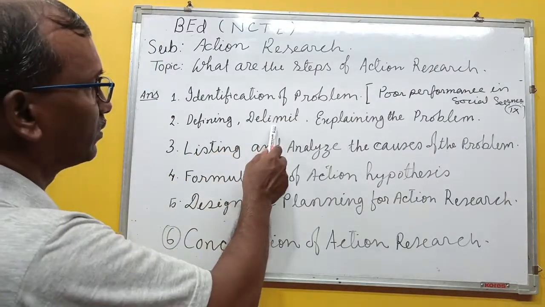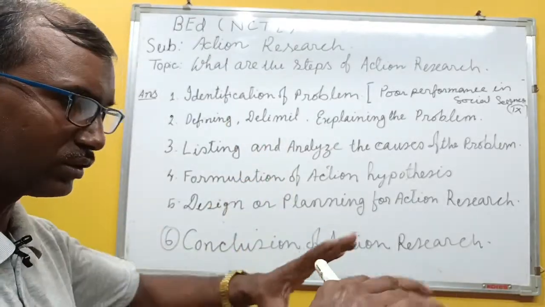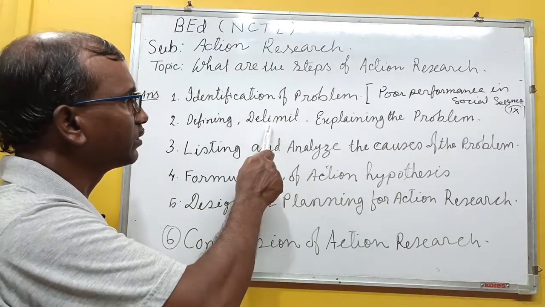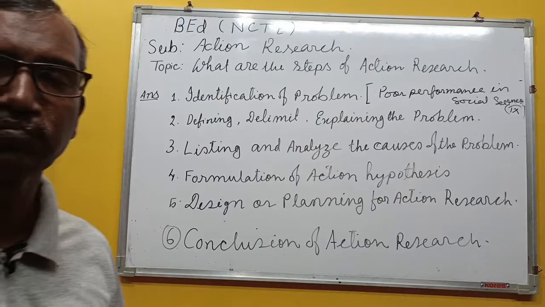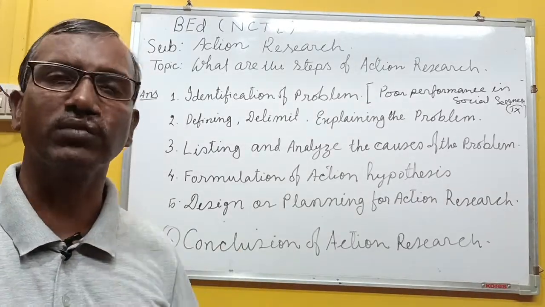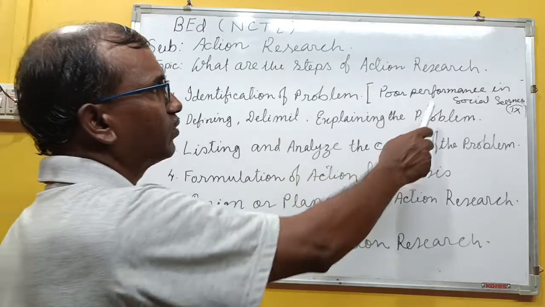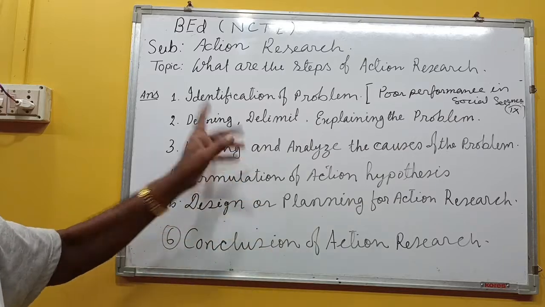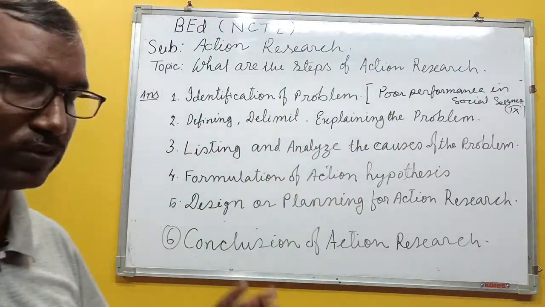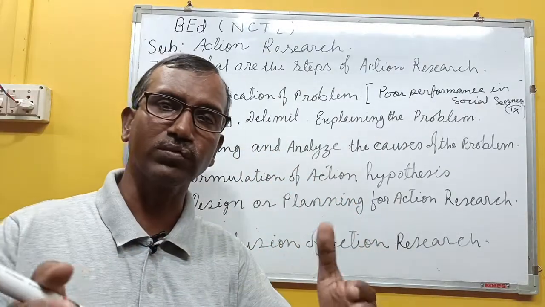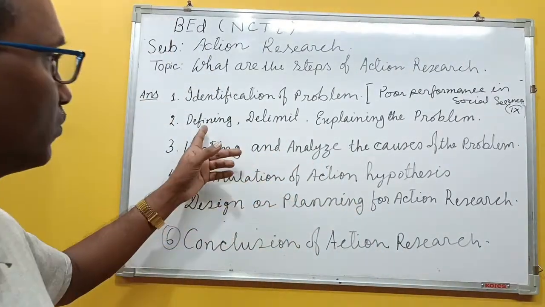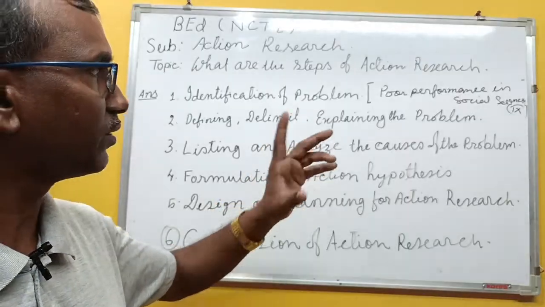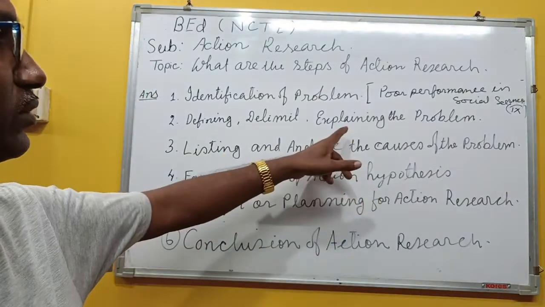Next, defining and delimiting. So, what is the delimit? What is the boundary of the study? Where are we going to study? We are going to study in class 9. That is the delimitation, in class 9 of a particular school. And what is the problem? The problem is poor performance. So, why is it poor performance? We must define that. What is the meaning of poor performance? We can compare the poor performance with the results of other subjects, so we can define it in that way. Delimit means within class 9, and the subject is only social science.